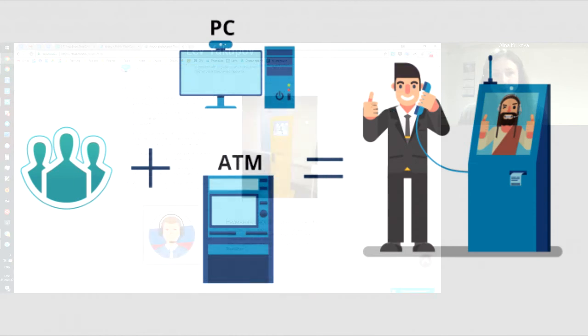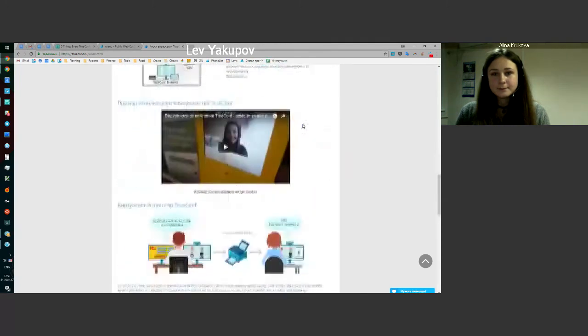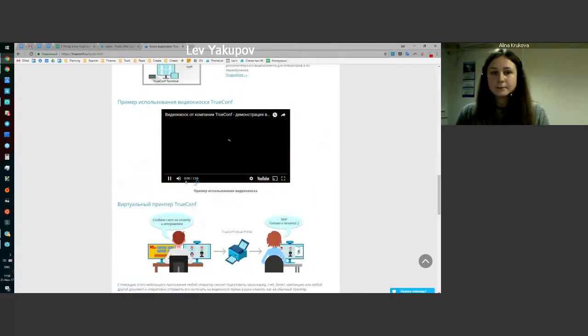So we have a special solution for kiosks. When an operator sends something to the virtual printer, it is printed on the kiosk. For example, your booking or your air ticket or some other information the operator needs to deliver physically to the client on the kiosk side. So I have some video.